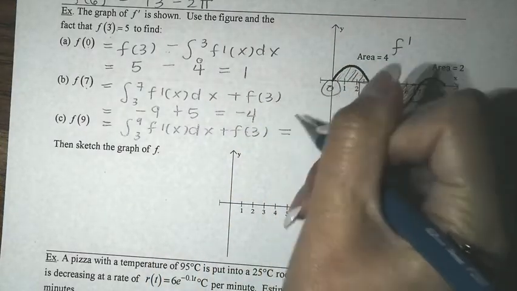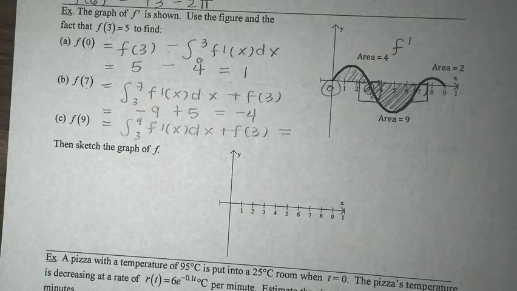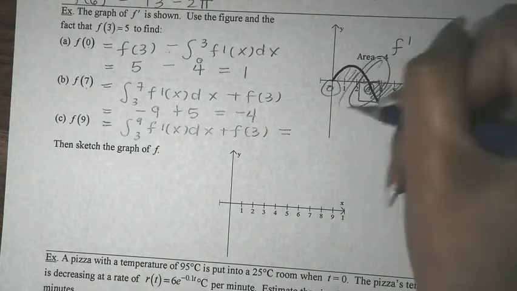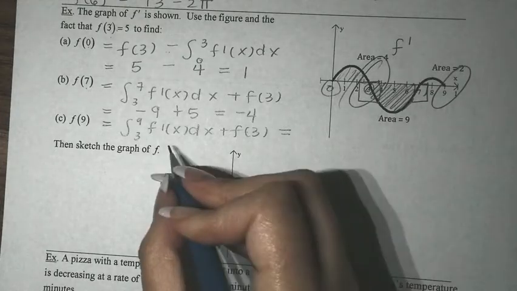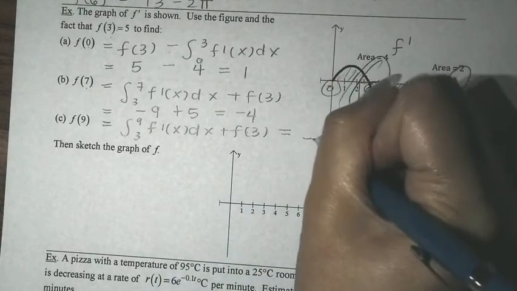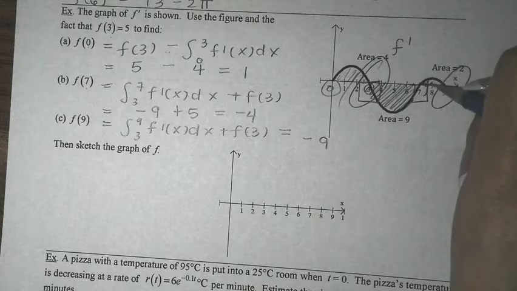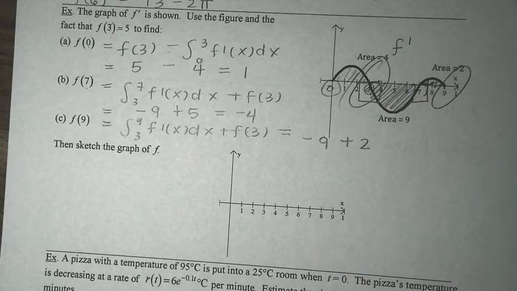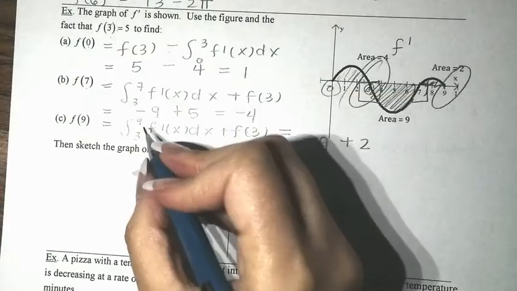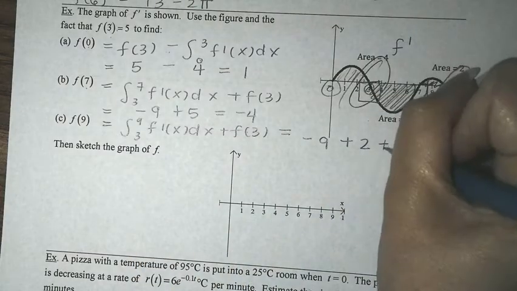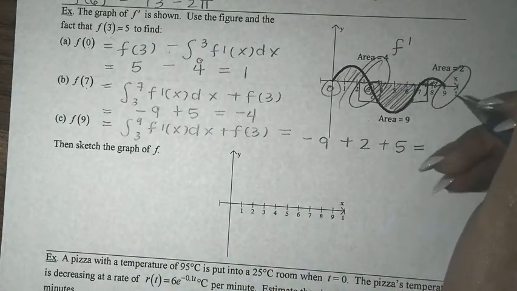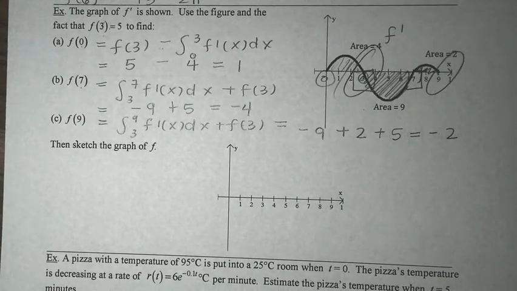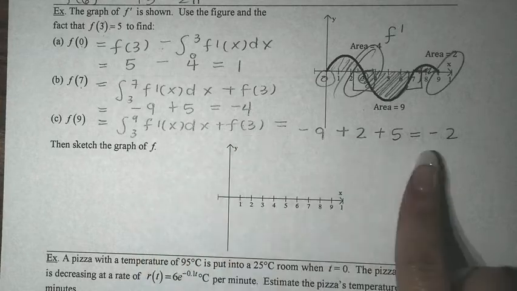With this being said, you know that that is going to be equal to, you need to look for this part and this part. So pretty much you have the negative 9. Then we have this area that is 2 plus 2. And then last but not least, what other area do we have? We don't have an area, but we have the initial condition, which is plus 5. Therefore, this is going to be equal to negative 2. So that's what we have. You have that f of 9 is going to be negative 2.